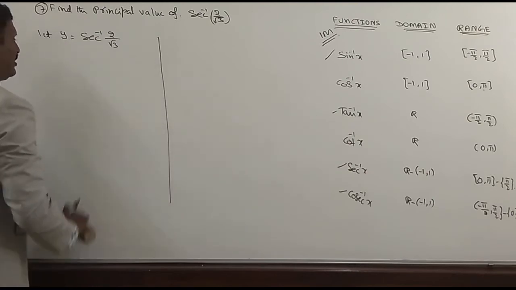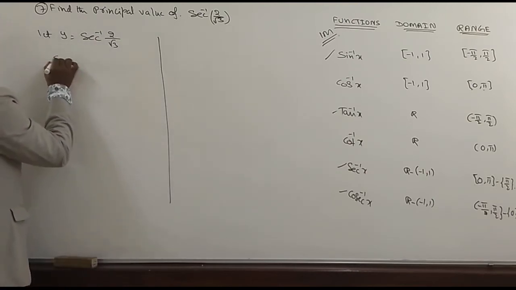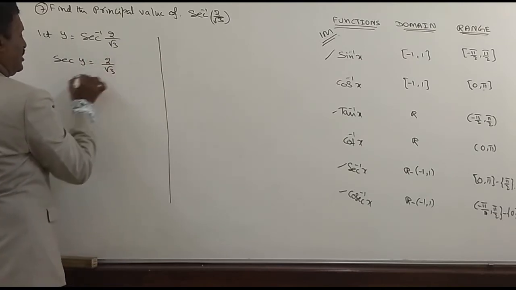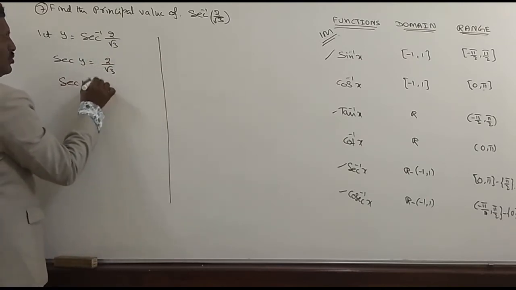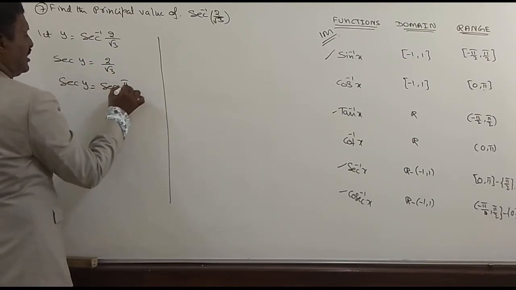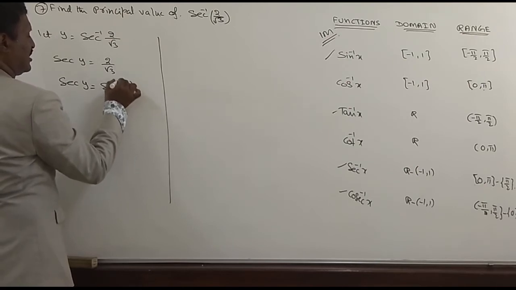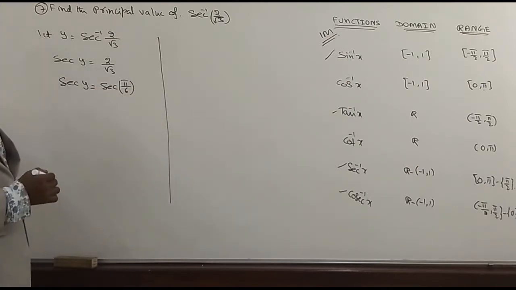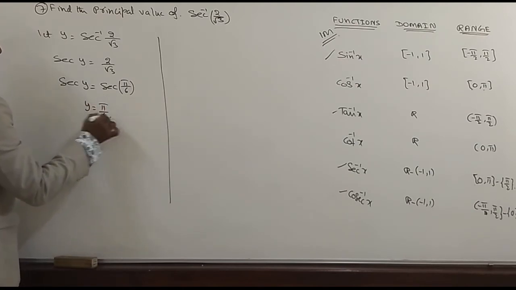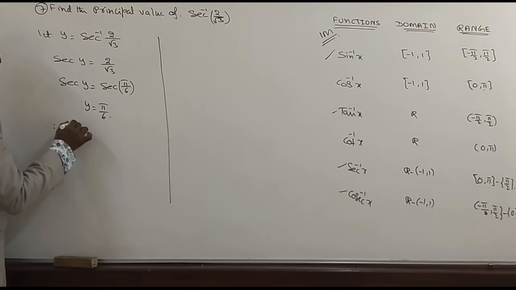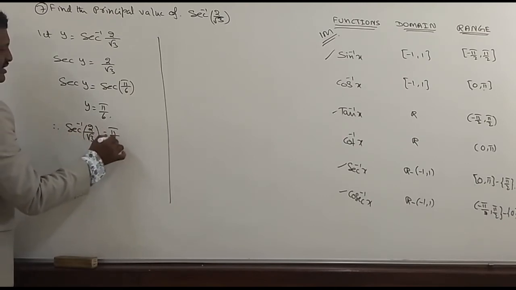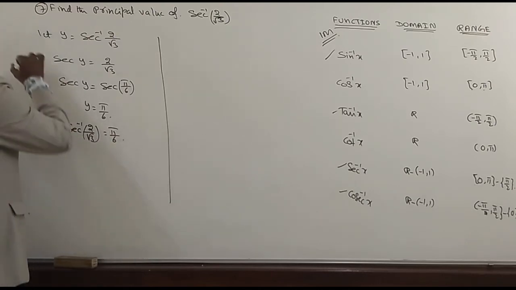So now what can we write? Secant inverse stays on the left-hand side, so secant y is equal to 2 divided by root 3. In terms of secant, we can write secant pi by 6, because 30 degrees, secant 30 is 2 divided by root 3. Now y is equal to pi by 6. Therefore secant inverse of 2 by root 3 is equal to pi by 6. This is the NCERT method.